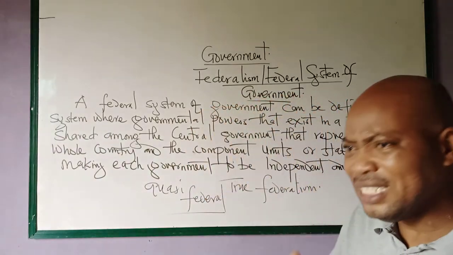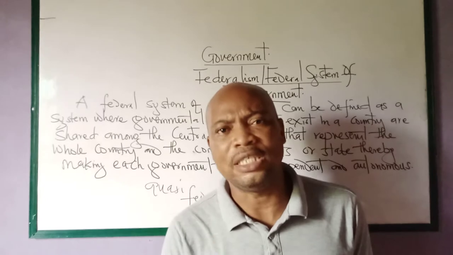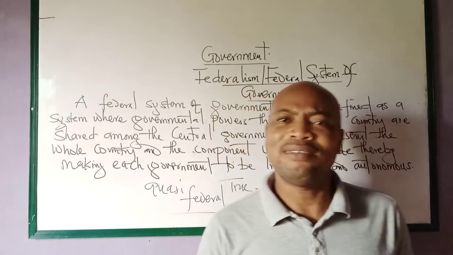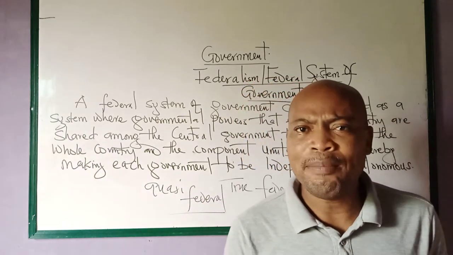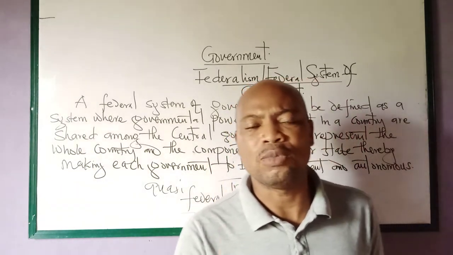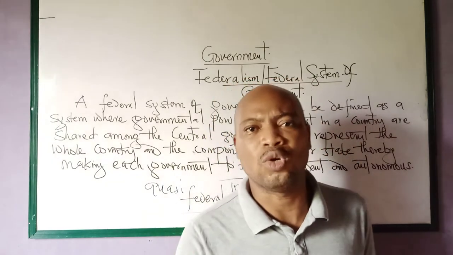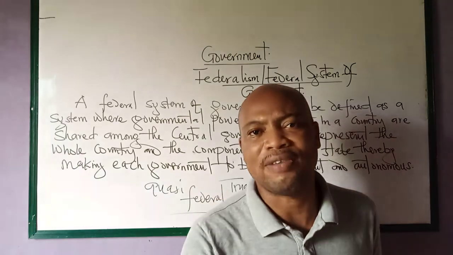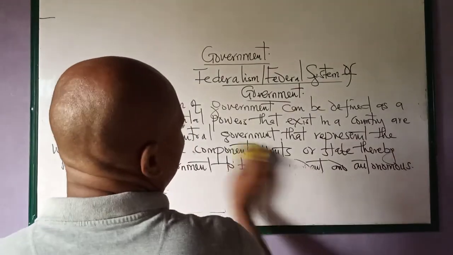Now, there are some countries that are adopting this system. An example of such a country is Nigeria. Germany is also an example of a country adopting federalism. The United States of America is also an example of a country adopting federalism. Now, let us quickly look at the characteristics of federalism.